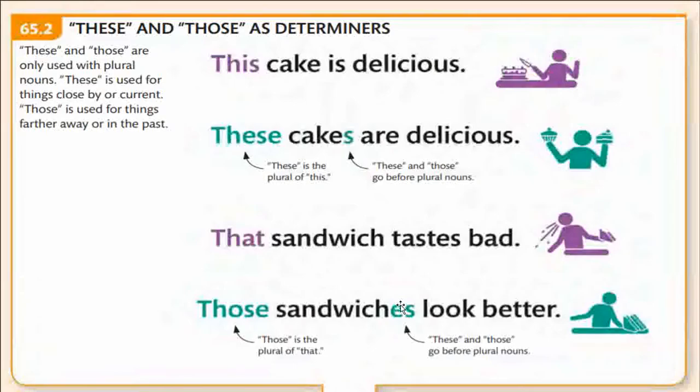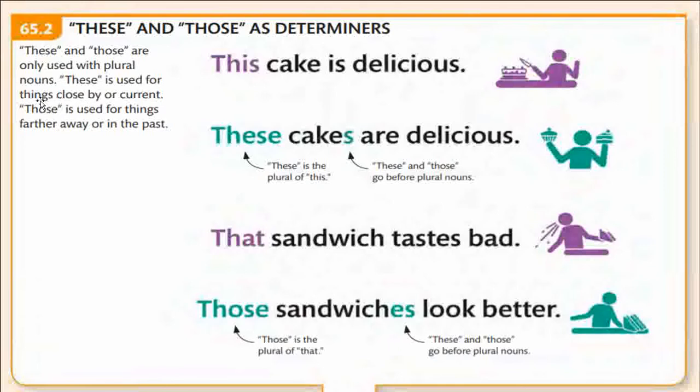The next pointer that we have is regarding these and those as determiners. You can understand that from the words these and those are plural. These and those are only used with plural nouns. So that means these words are used or placed only when the noun is a plural.